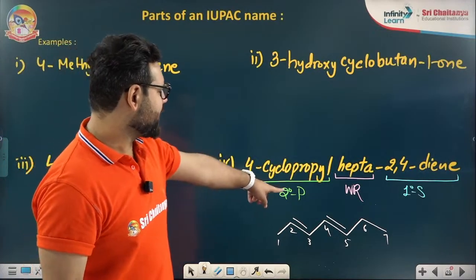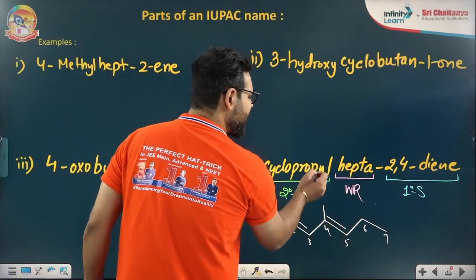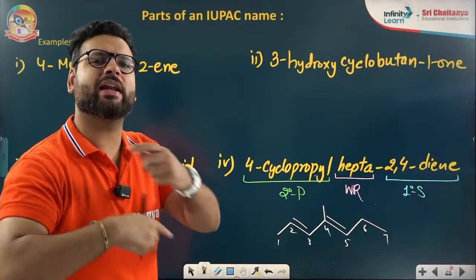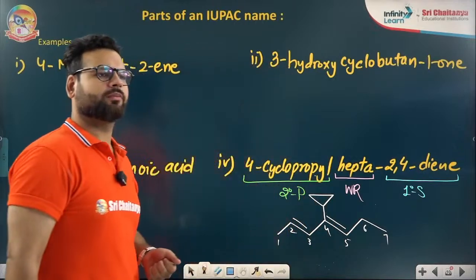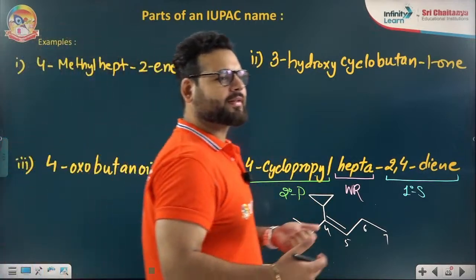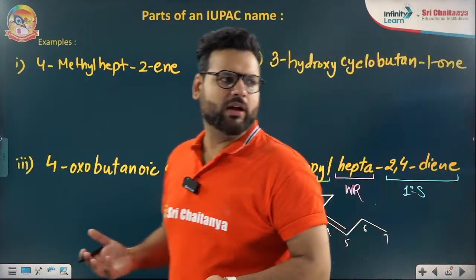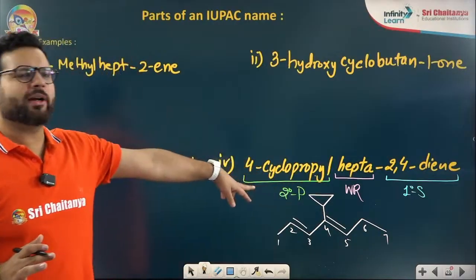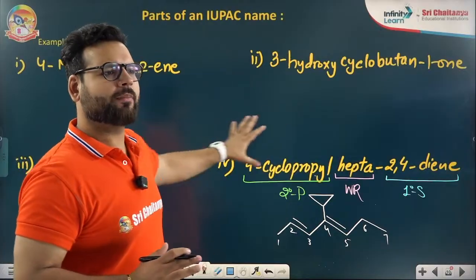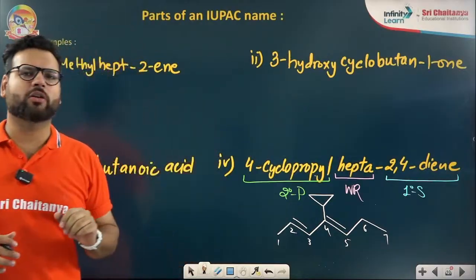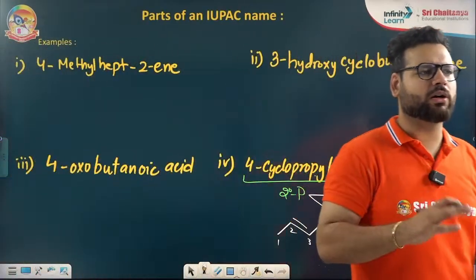And then secondary prefix is 4-cyclopropyl. At fourth number, I have a propyl. Propyl means 3 carbon, but it's a cyclic alkyl. So I'll make a cycle, a triangle like this. This is the compound. Primary prefix absent, secondary prefix present. Correct, Gangam. Is this clear to everybody? Yes or no? Now, can you all draw the other compounds? And quickly mark what is primary, secondary, word root, primary, secondary.